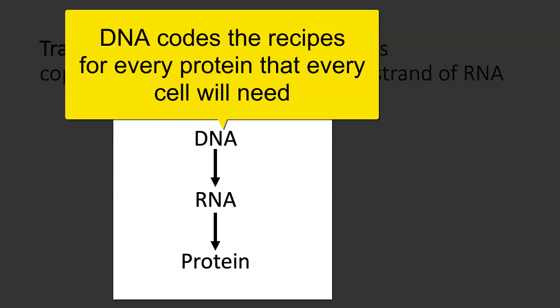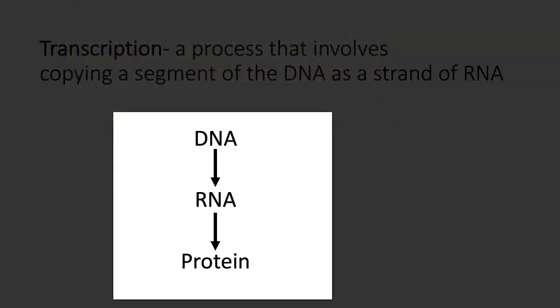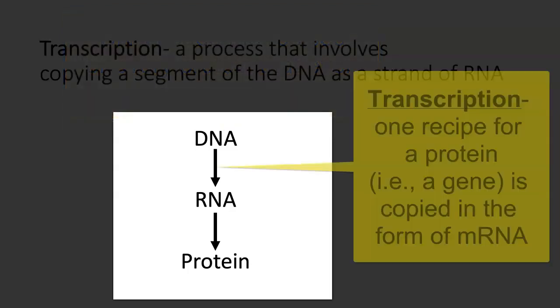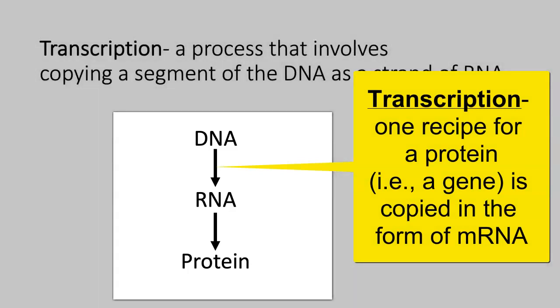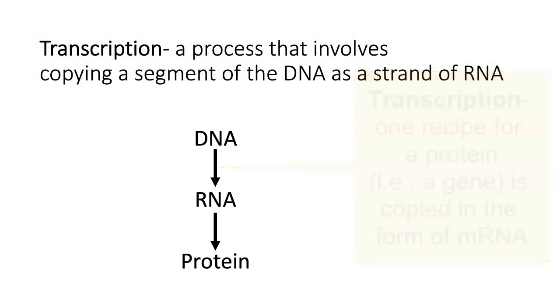So in other words, DNA is kind of like the complete encyclopedia set, A through Z, of recipes on how to make any protein. And the first step in making a protein is that the DNA has to be copied into a different form called RNA, and that's what's known as transcription.